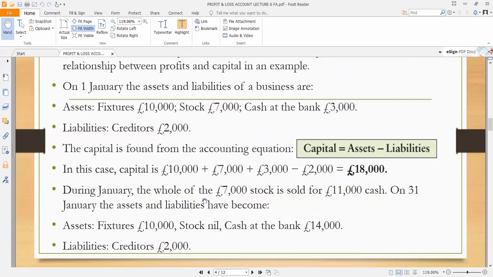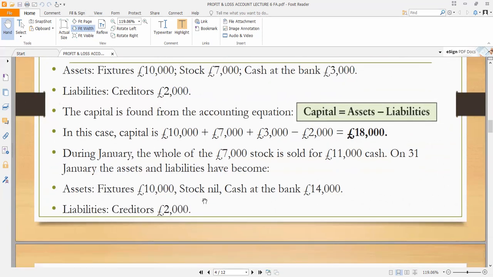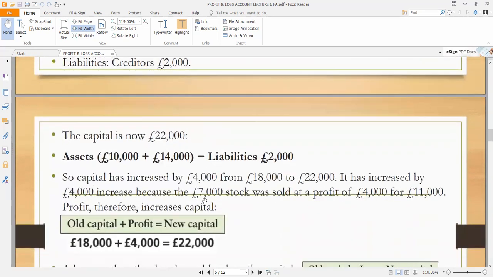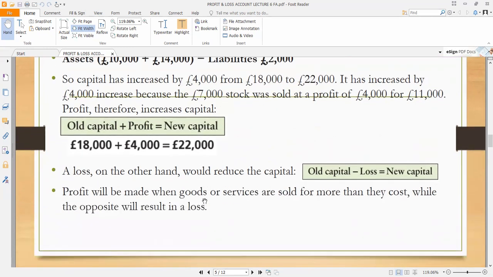So that 7,000 pounds was sold for 11,000. Okay, now that 11,000, that's where our profit is coming from. So that's why we are landing at this 18,000 plus 4,000. Now this 4,000 is a profit, which means our total capital is going to reach 22,000 pounds because of the profit of 4,000 pounds. Okay, I believe that is very, very simple.